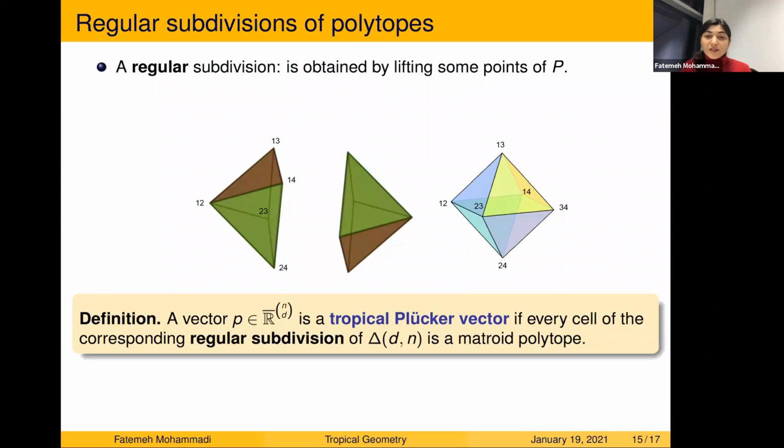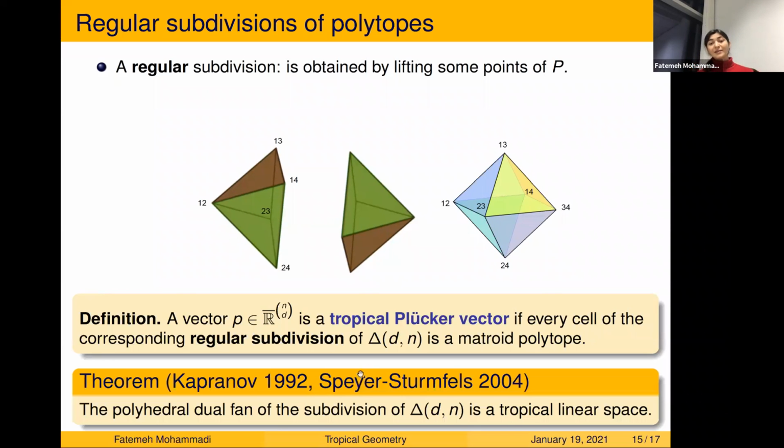Okay, and what we saw as a definition of a tropical Plücker vector is that if you take a vector in this space and you use it to lift up the vertices of this polytope, of this matroid polytope, and you project it back to the original space, you obtain a subdivision of this polytope. And if every polytope in the subdivision is again a matroid polytope, then this point lives in the tropical vector space.